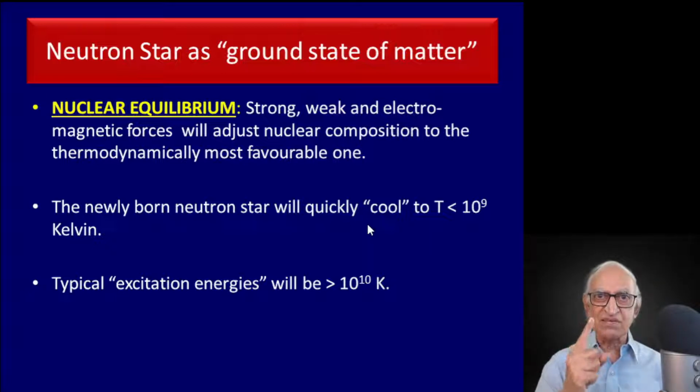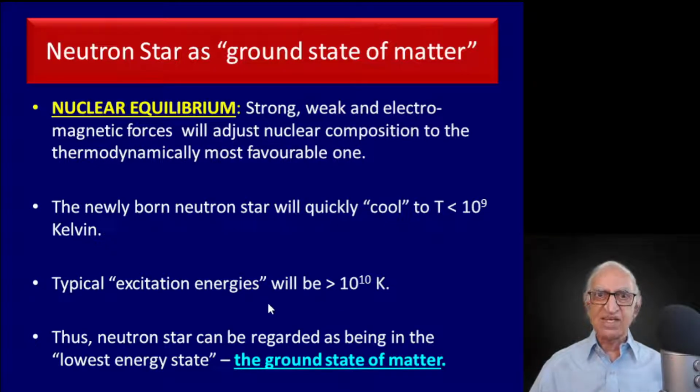Now I've already said that 1 eV is roughly 10 to the power 4 Kelvin. Therefore, several MeVs will correspond to a temperature of several times 10 to the power 10 Kelvin or closer to 10 to the power 11 Kelvin. Therefore, compared to the typical excitation energies, which are of the order of 10 to the power 11 Kelvin, a star at a temperature of 10 to the power 9 Kelvin is an extremely cold object. Thus, I can safely regard the matter of the neutron star as being in the lowest possible energy state, namely the ground state of matter.